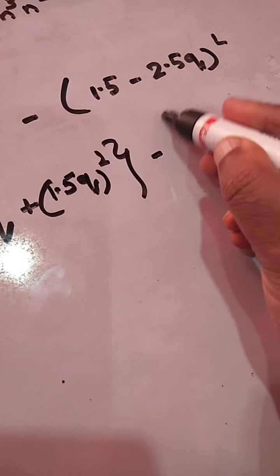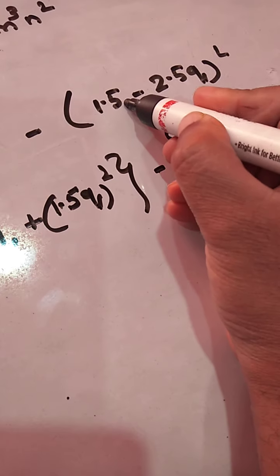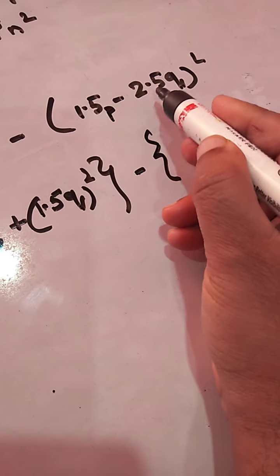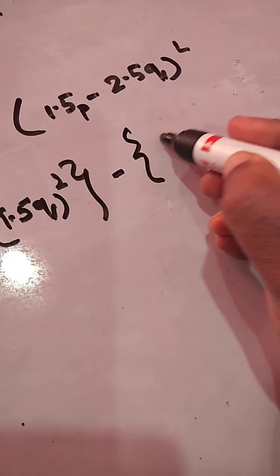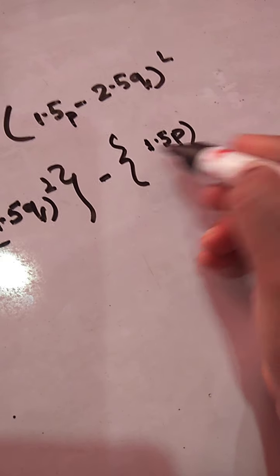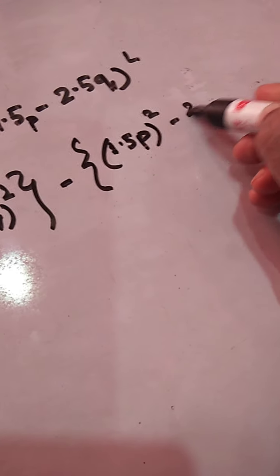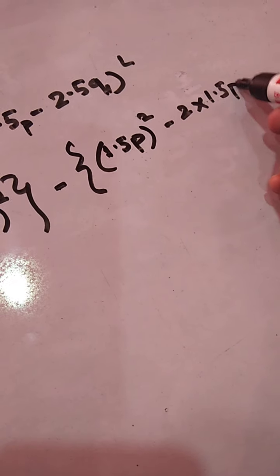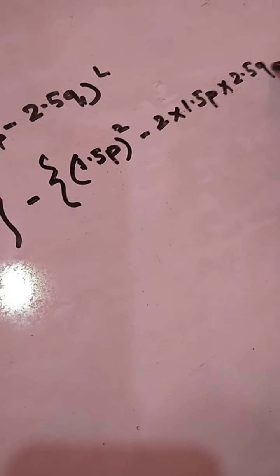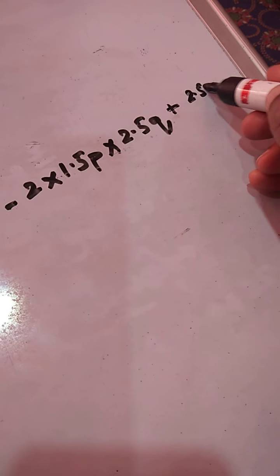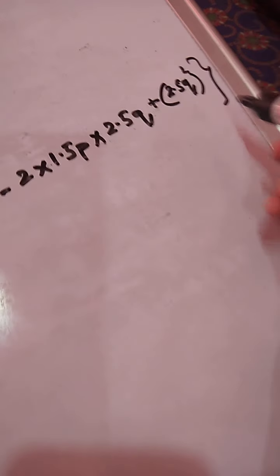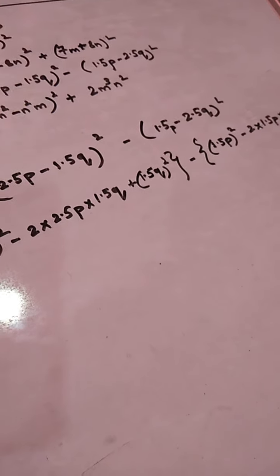Similarly, we will do the same thing with the second expression. That is, this time we have (1.5p minus 2.5q) whole square. So again we'll use the same formula, (a minus b) whole square. In place of a we have 1.5p, isn't it? So it would be (1.5p) whole square minus 2 into 1.5p into 2.5q, because it is 2ab, and finally according to the formula it is plus b square. So in place of b we have 2.5q, so we'll write (2.5q) whole square. So this is all about the second step.